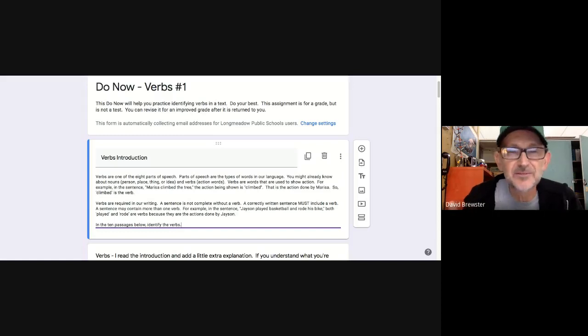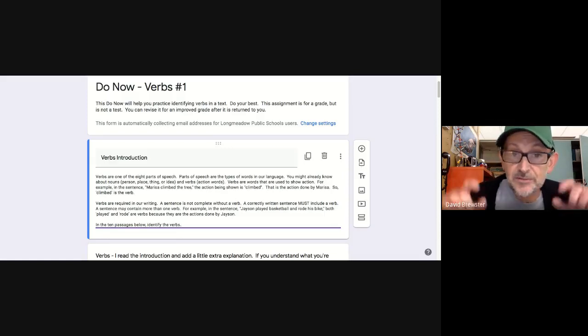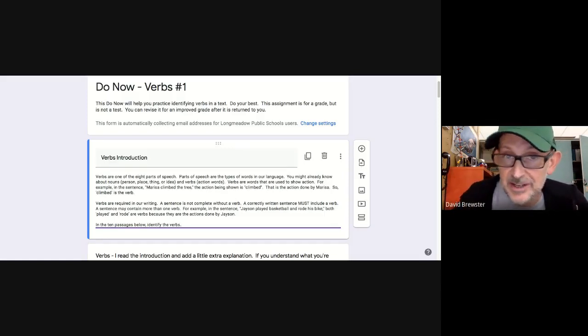And again, you probably have done verbs before coming in as 6th graders, but if you haven't, I hope that is helpful. So in the 10 passages below, identify the verbs, although that's actually not technically correct. In the 9 passages below, identify the verbs. And then the last question is actually more about why we use verbs, which you can find out in this introduction, which you are reading and hearing about right now. But as always, if you have any questions, and you're not sure what to do, please just ask. That's why I'm here.